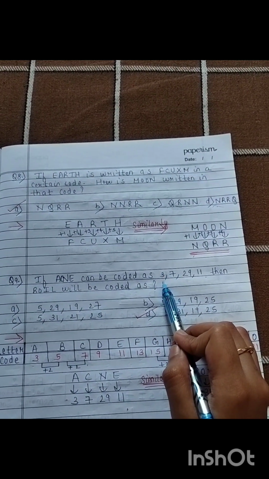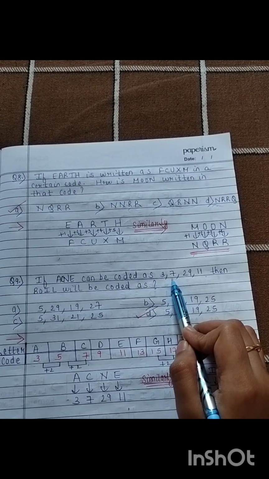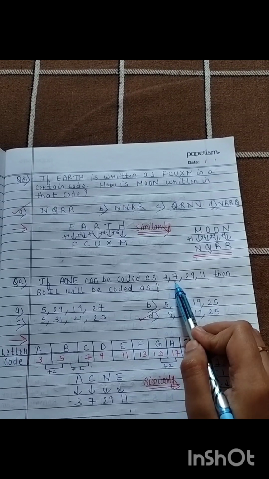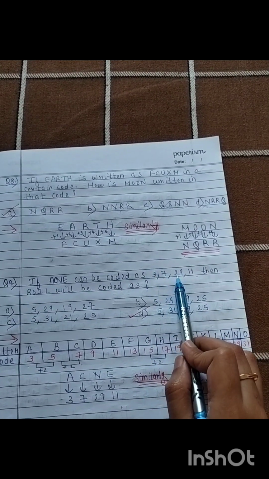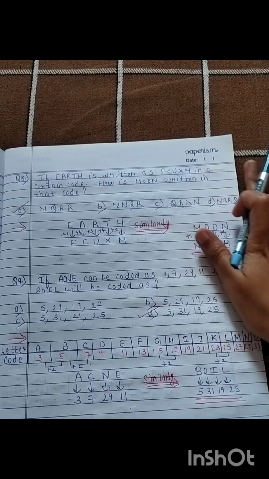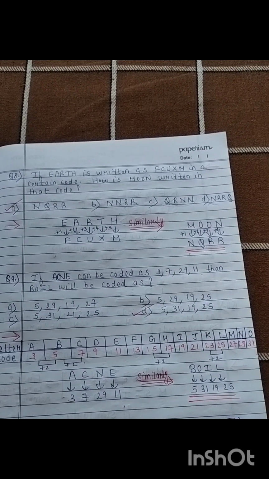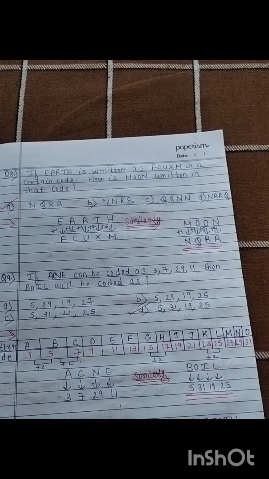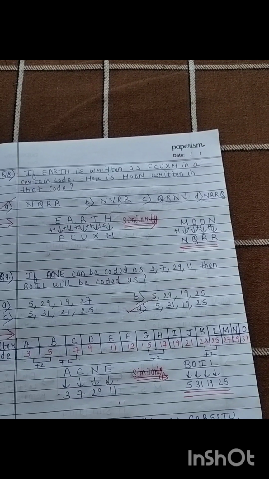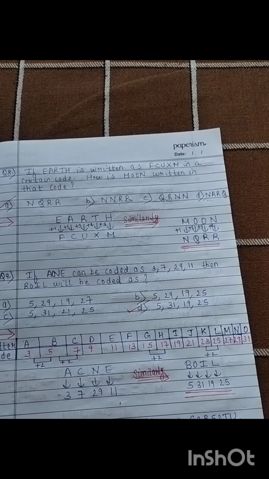So for C they have given us 7, then they have given 29, then they have given 11. You would think that these are all odd numbers, or you will think that it could also be prime numbers, okay?